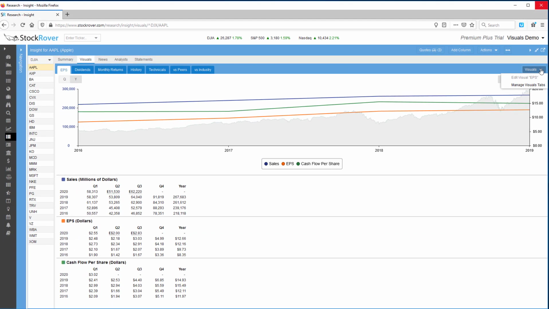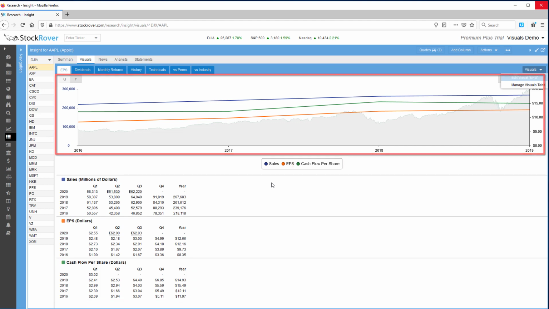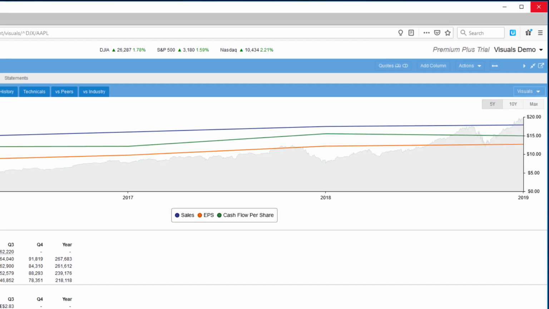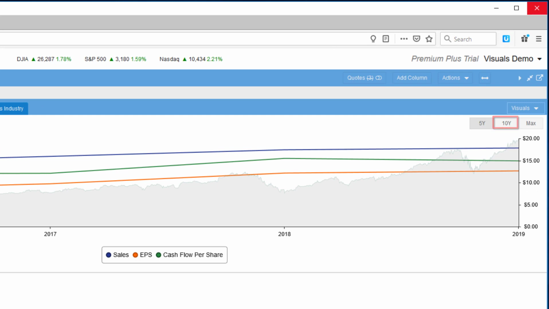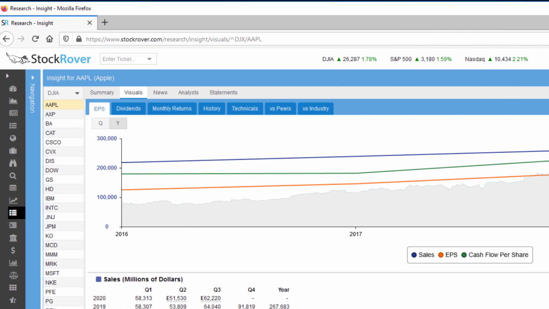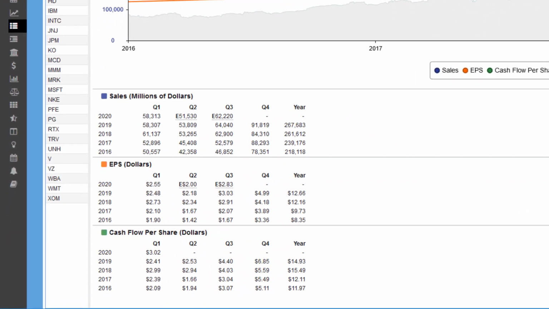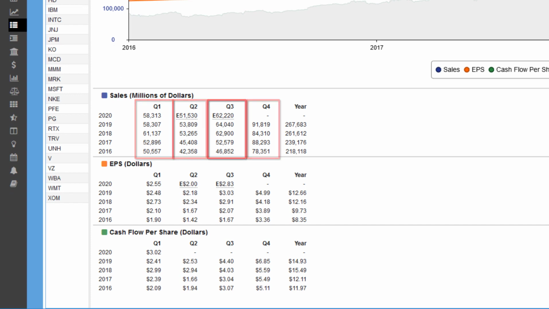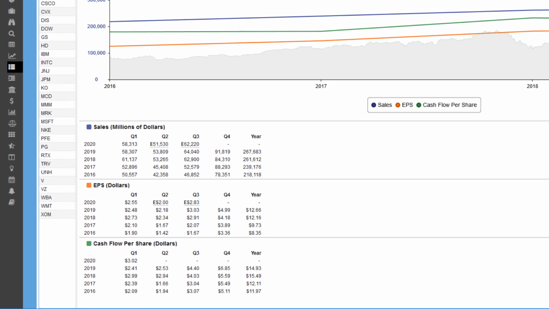Let's get started. The EPS tab delivers a clear and succinct picture of sales, earnings per share, and cash flow performance of a company over time. As we can see, it's both in graphical and tabular form. You can set the time period to 5 years, 10 years, or everything we've got. And you can change between quarterly and yearly displays. The tables are designed to make it very easy to compare quarters and years for sales, earnings per share, and cash flow. The table includes future estimate data, as does the chart.